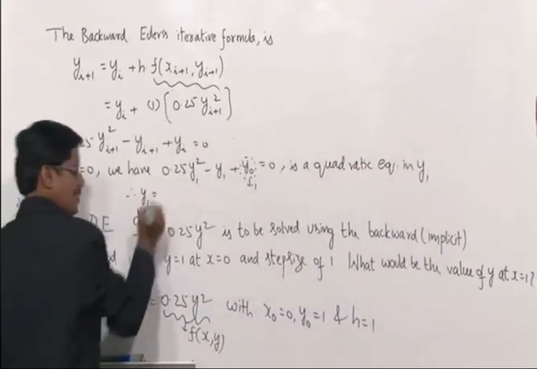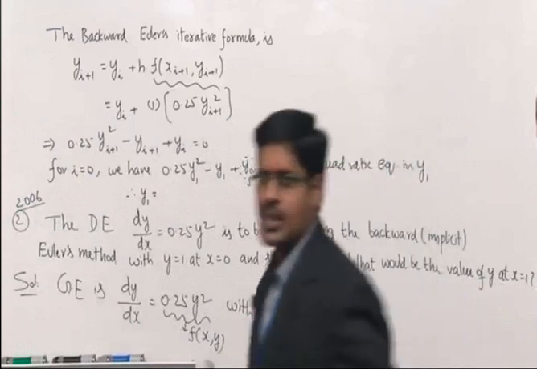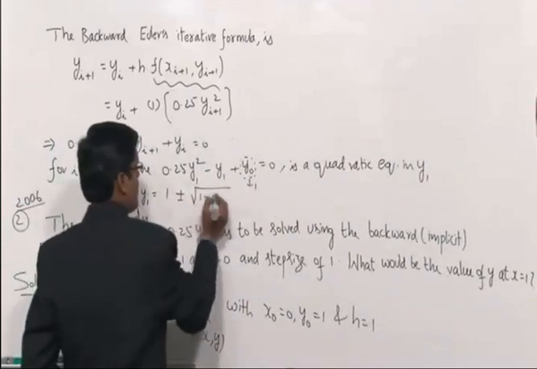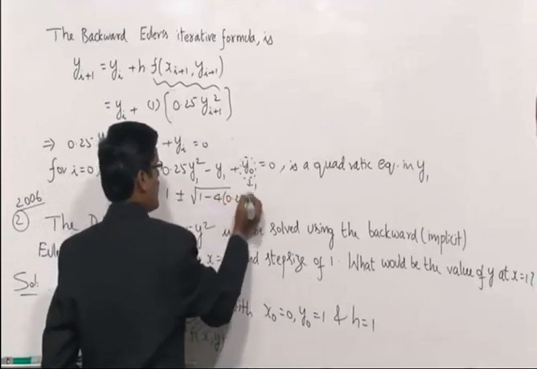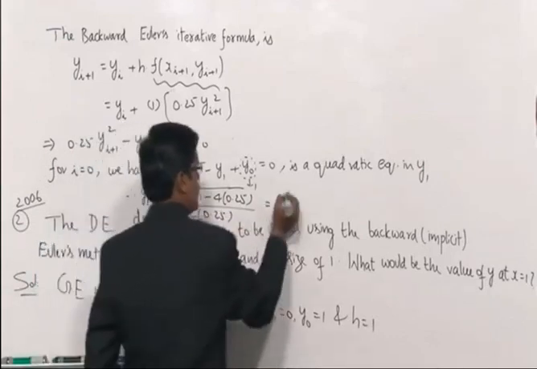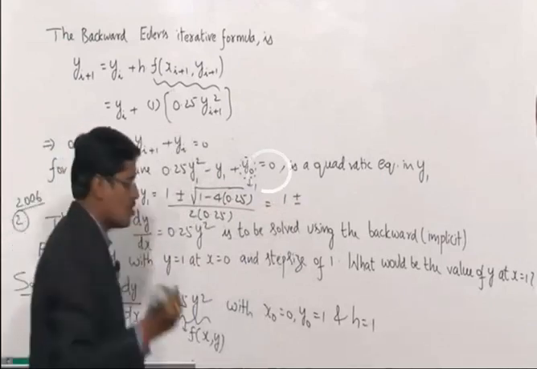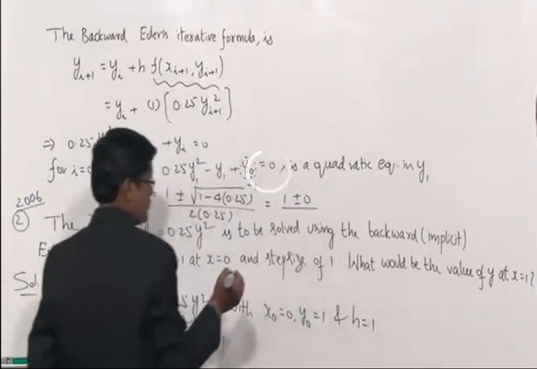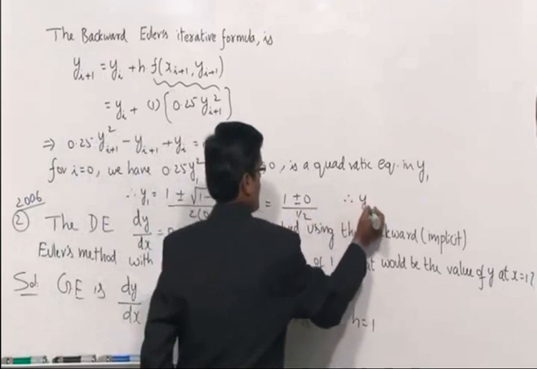Therefore you know how to find y1: minus b plus or minus square root of b square minus 4ac whole divided by 2a, that is the quadratic equation roots. So minus b means plus 1, plus or minus square root of b square, plus 1, minus 4 into a value 0.25 into c value 1. So minus 4 times 0.25 is minus 1, 1 minus 1 is 0, square root 0 is 0. So 2 into 0.25 is 1 by 2. Therefore y1 is equal to 2.